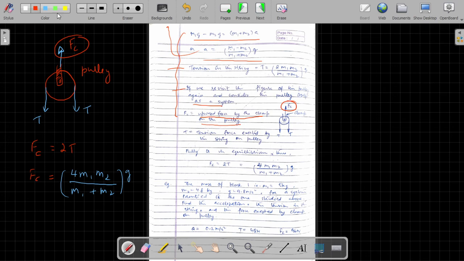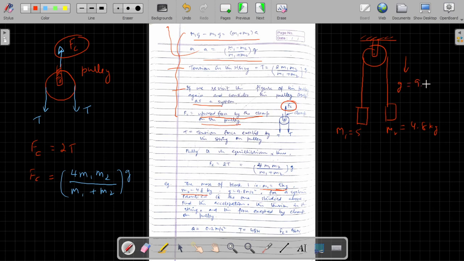So let us take an example to demonstrate this. The example is that the value of m1 is 5 kg, m2 is 4.8 kg. We have the same figure as we have been studying, that you have a pulley which is smooth, you have a massless string which is put on top of the pulley, and there is a mass m1, there is a mass m2. The mass m1 is 5 kg, mass m2 is 4.8 kg, and the value of g is given as 9.8 meter per second square. So this is given in this question. To find the acceleration of the masses m1 and m2, you have to find the tension in the string, and you have to find the force exerted by the clamp on the pulley.